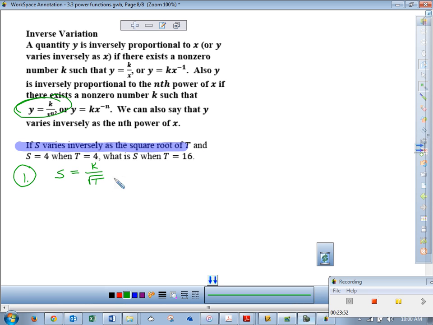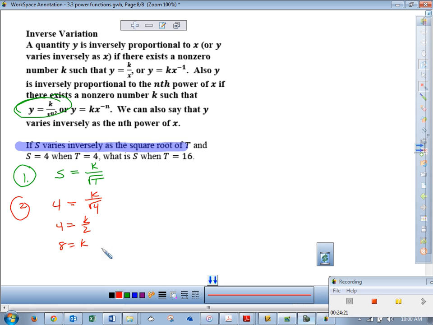Square root of t, that's downstairs. And that's it, right? So now step 2, let's sub in. It says, and S is 4 when t is 4. I did straight substitution instead of trying to figure stuff out in my head, because people are like, oh, square root of 4 is 2, whatever. Then solve for k. So 4 equals k over 2. 8 equals k.